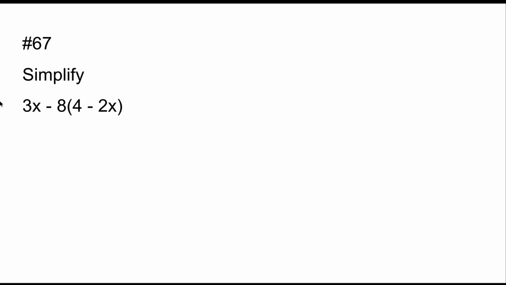67, simplify. So we're going to do the same thing, except there's no equal sign here, so we're just going to simplify it the most we can. Negative 8 times 4, negative 8 times negative 2. So our first step is to distribute. When we distribute, this is our next, we need to simplify. So we have a negative 32. There's nothing to do with that one, right? But we have 3x and 16x, which equals 19x. And so you can write negative 32 plus 19x, or you can write 19x minus 32. Same thing.